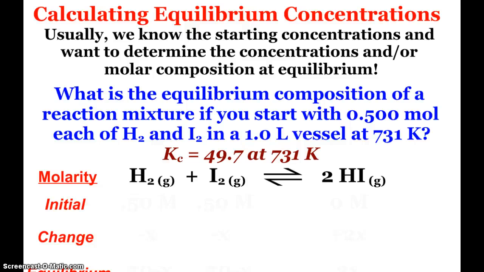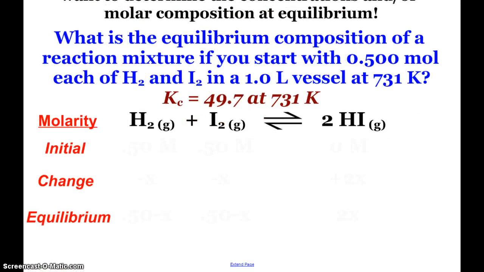What is the equilibrium composition of a reaction mixture if we're going to have half a mole of hydrogen and iodine in a 1 liter vessel at a certain temperature, 731 Kelvin? So I know my Kc is also given to me at that temperature. So yes, we need to set up our ICE table.